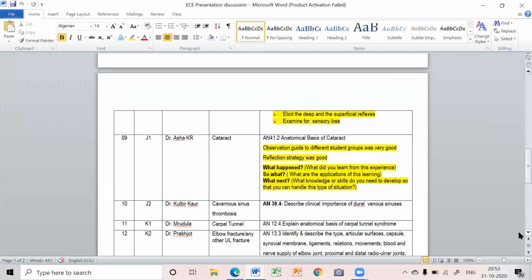Dr. Asha, are you there? Because they are divided into three groups. So group A, B, C, how will group A learn the observations made by group B and C? Likewise, how will group B and C learn the observations made by the other two groups? That was my query. Yeah, that's a good question. Hello, ma'am. Can you hear me? Yes, you're audible.